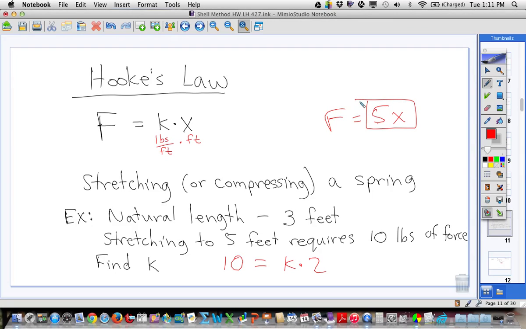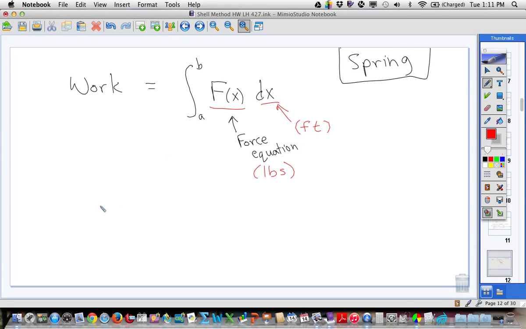And so that's going to go into our integral. For that spring problem on that previous page, it's simply going to be 5x dx, because this is pounds and this is feet, right? Remember, the 5x is pounds because the 5 was pounds per foot, the x was feet, so that's pounds, and then the dx is feet, so it's going to be foot-pounds.